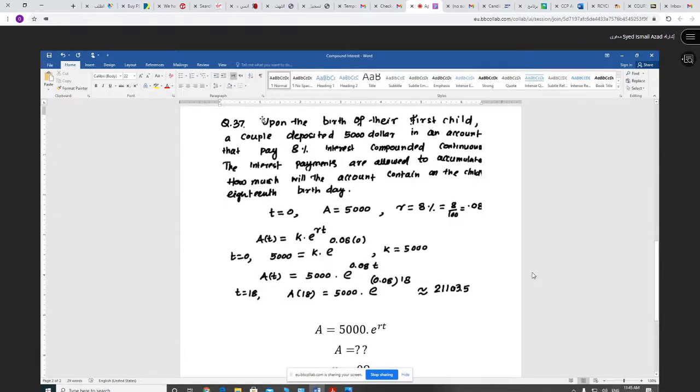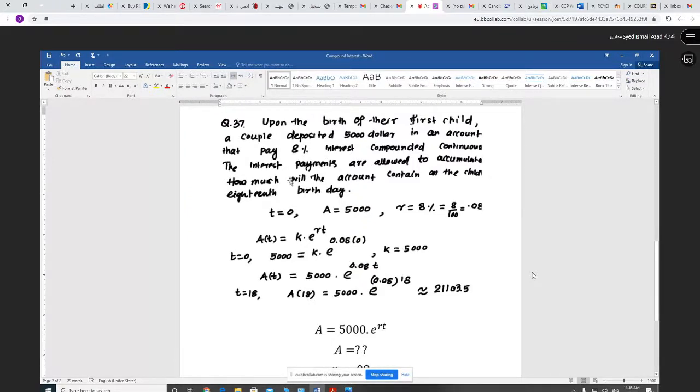You did not understand the question correctly. What they are saying is they deposit 5,000 only one time, at the beginning, when the child is born. Once they put it in, they are not putting any amount again. The 8% is the interest rate, which is compounded continuously.